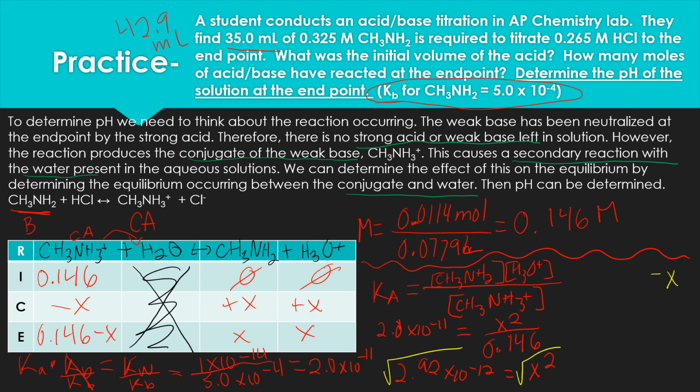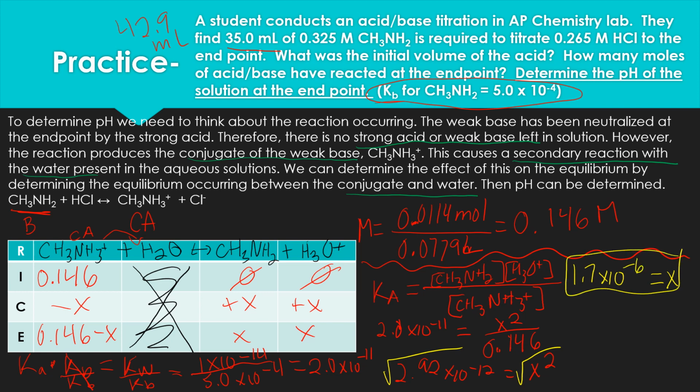And so x is going to equal the square root of that value. I messed up my calculation here. Okay, so the square root of our answer. Clicked the right buttons that time, and we get 1.7 times 10 to the negative 6th. And that is our x value.